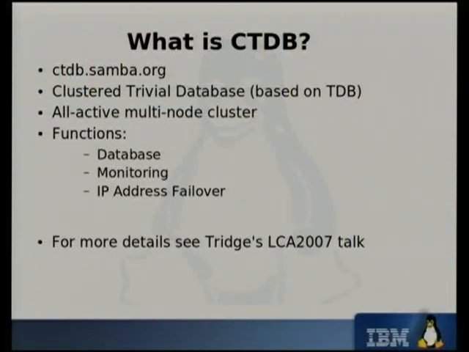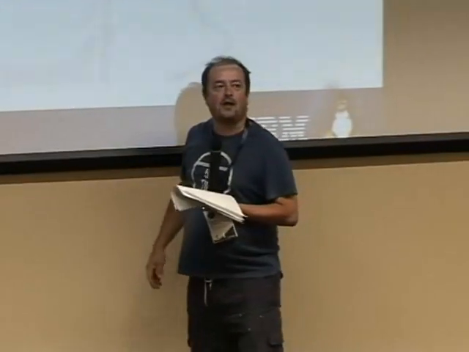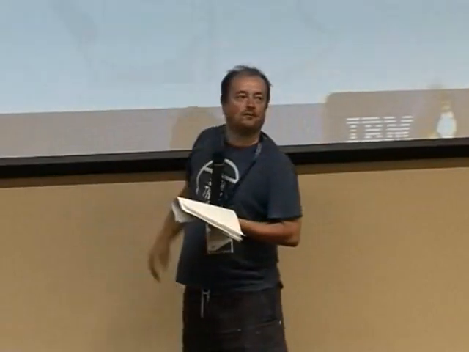We use it to build all active multi-node clusters. As you saw in some earlier presentations, who has a server with 4 terabytes of memory? We do. Spread across, well, more than one motherboard, of course. It's a database. It has basic monitoring. Is this piece of hardware working or not? Should we do failover? And we shuffle IP addresses around the cluster in order to try to load balance the clients. For more information on this, Tridge, as always, has created an excellent presentation, and there are some videos from an earlier LCA you can watch.